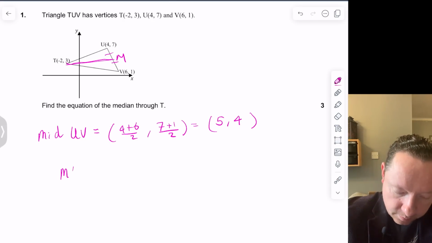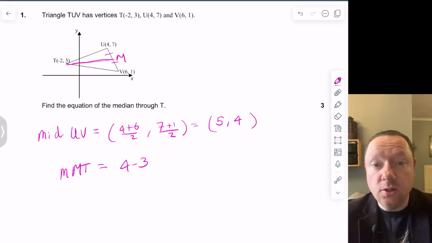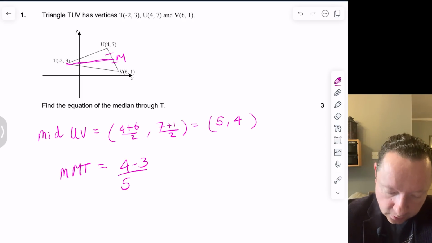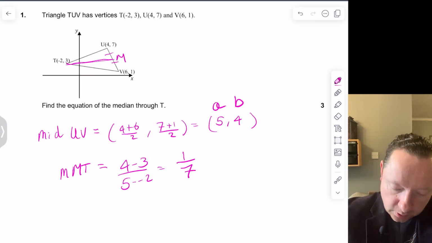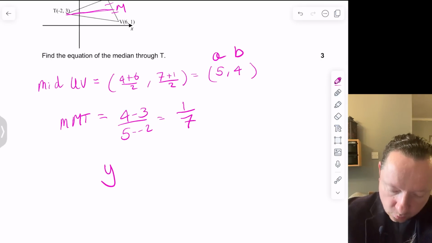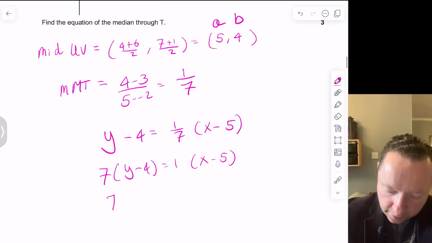So the gradient of MT, y2 minus y1, so that's 4 minus 3, over x2 minus x1, which is 5 minus minus 2. That gives me 1 on the top and 7 on the bottom. So now I've already denoted a, b for my midpoint, so I'm just going to do y minus b equals m(x minus a). And most of the time you would times by 7 to get rid of that. So I've got 7(y minus 4) is 1(x minus 5).